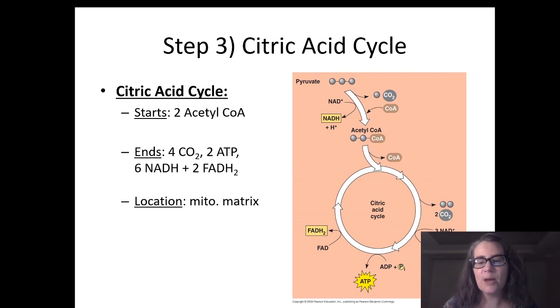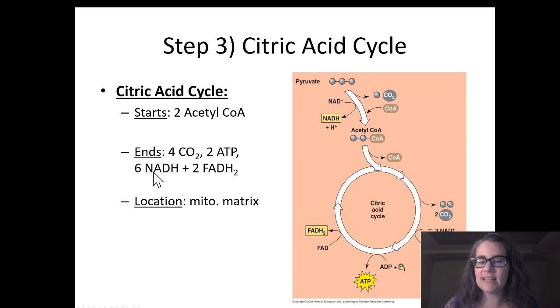We're going to run this particular system twice, and so we're going to make a total of 4 carbon dioxide, 2 ATP, 6 NADH, and another electron carrier that goes to the last step called FADH2. And so these are what we end with.